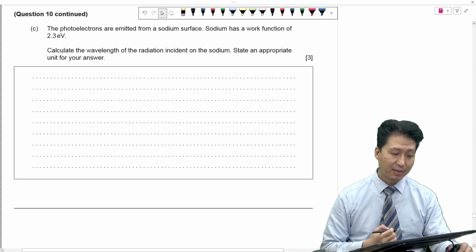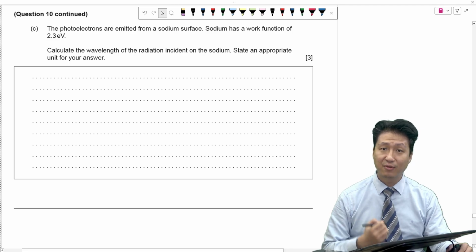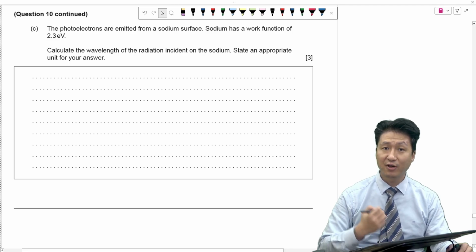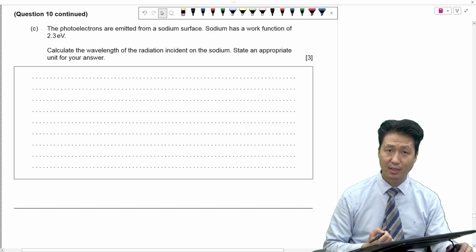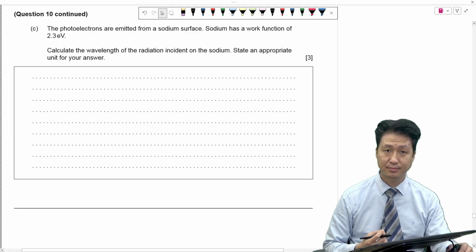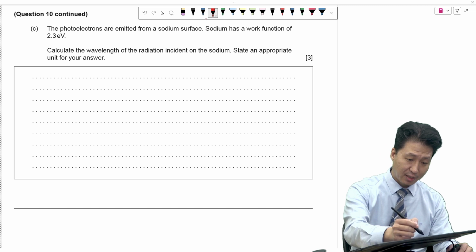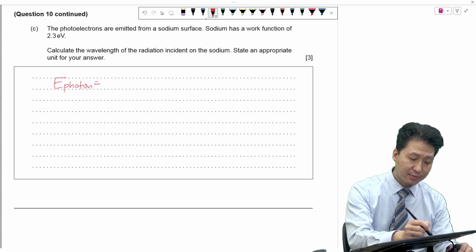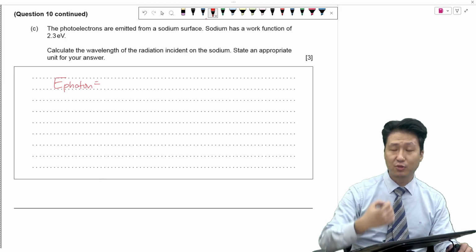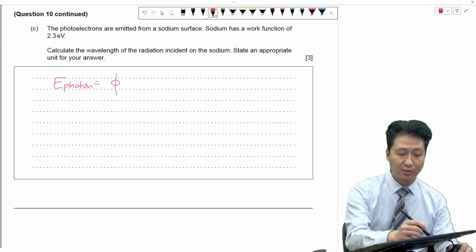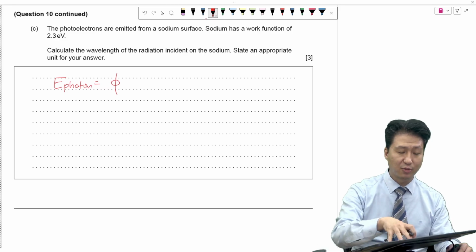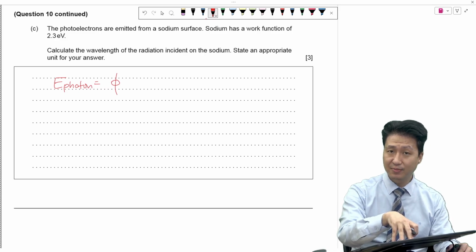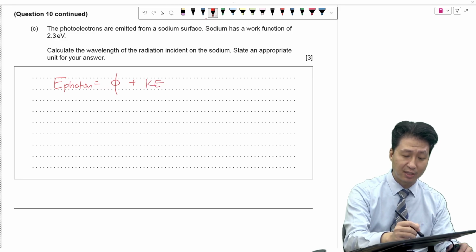In this next question, part C, the photoelectrons are emitted from a sodium surface. Sodium has a work function of 2.3 electron volts. Calculate the wavelength of the radiation incident on the sodium. State an appropriate unit for your answer. So, remember that the energy of the photon is divided into 2 purposes. First, it's used to pay for the amount of energy required to escape from the atom, and the remainder becomes kinetic energy.